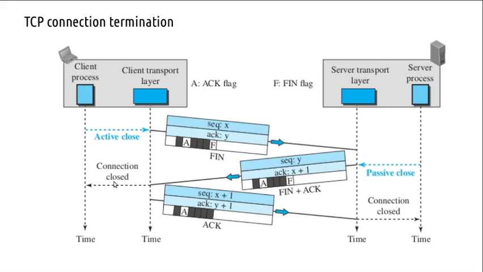Again, in response to this, when the client receives it, the client transport layer will close the connection and it will send an acknowledgement to the server side process. This ACK will not contain any data. This cannot carry any data. This is just an acknowledgement. Here it is shown arbitrarily as x plus y, indicating the next sequence number, acknowledgement for y plus 1. So this is acknowledged, that's it, and the connection is closed.